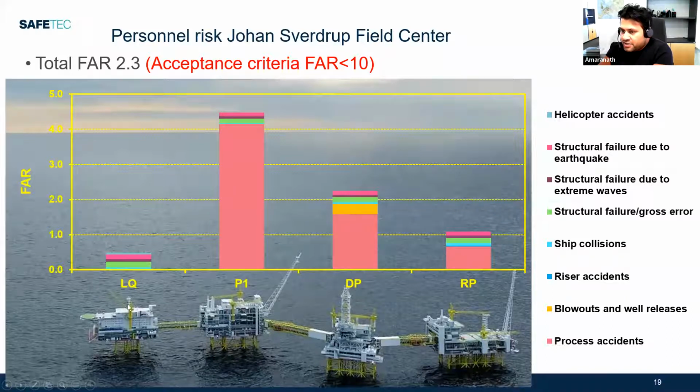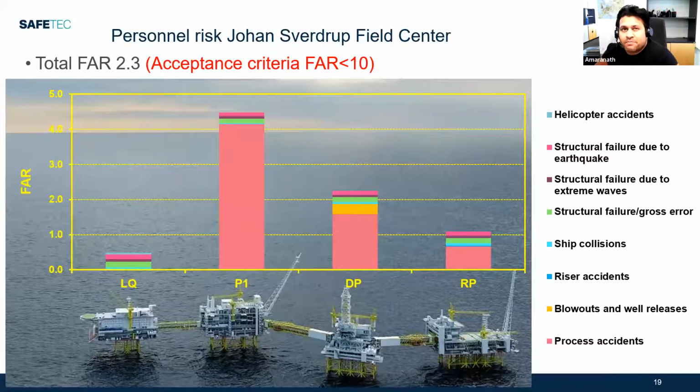So the living quarter, as I mentioned earlier, is 100 meters from the production platforms. That gives you a safe working environment. So the risk level at the living quarter is very low. But the acceptance criteria for the offshore platform when it comes to the personal risk is 10. For the Johan Sverdrup field, we have calculated it to be 2.3, which is well below the acceptance criteria that we have for offshore installations.